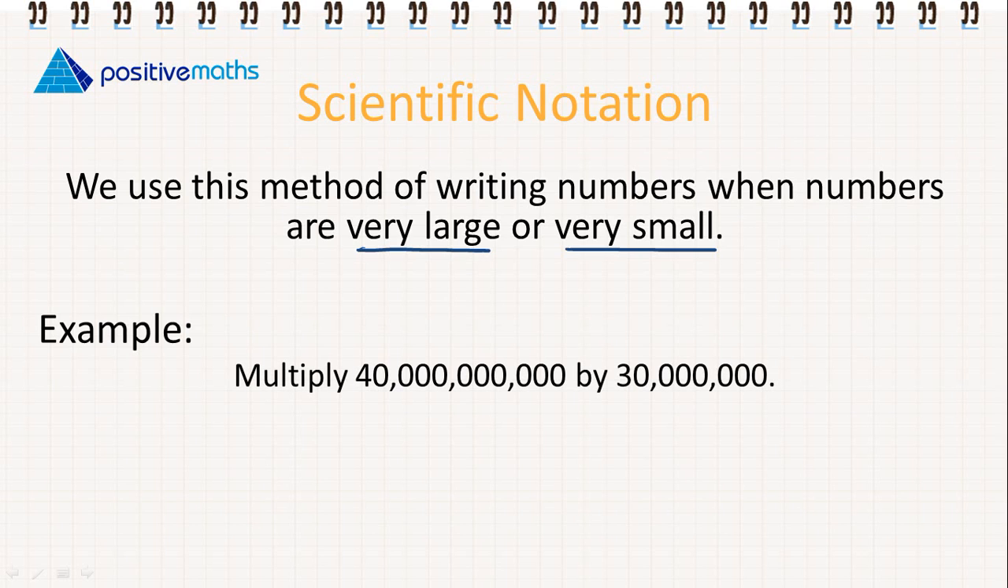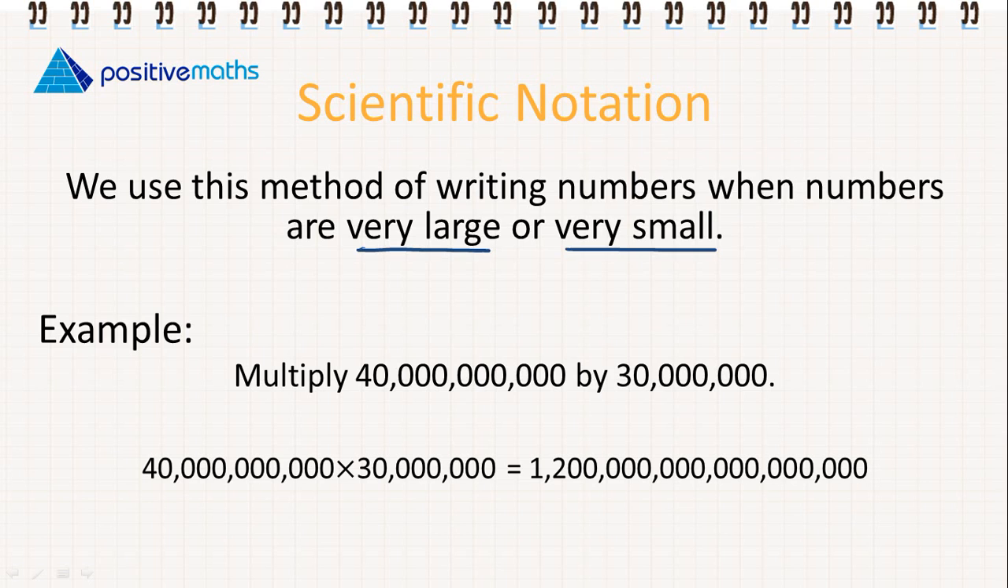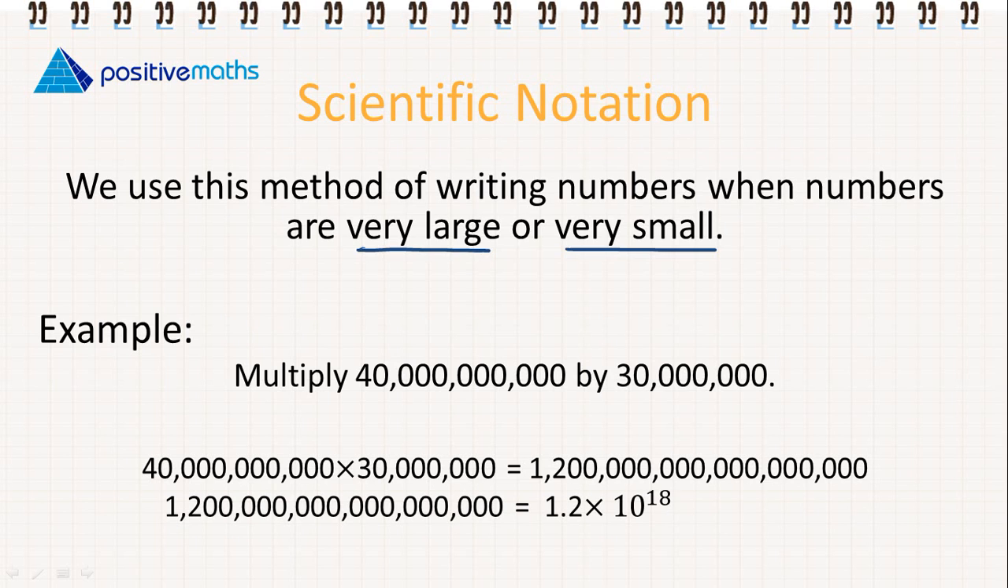As an example, let's multiply 40,000,000,000,000 by 30 million. Even if we tried to do this on a calculator, all of these numbers wouldn't be able to fit on the small screen. So we need a shorter way of writing these numbers that are huge. What we do is create a new number.